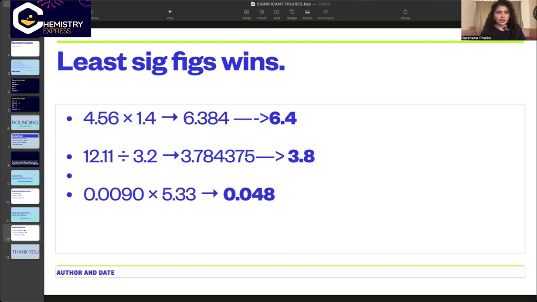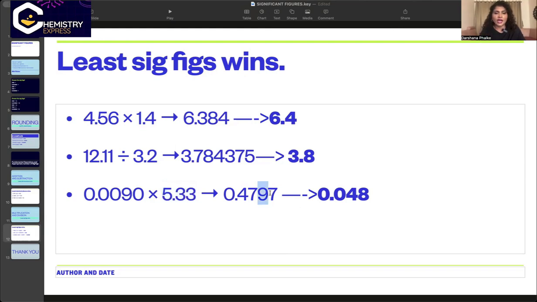Now let me multiply this, 0.0090 times 5.33. And the answer is 0.4797. Now again here, we need the least number of sig figs. 0.0090 has only 2 sig figs because I told you left-hand zeros are never significant. Right-hand zeros are significant if there is a decimal place in the measurement. So that way 0.0090 has 2 sig figs, 5.33 has 3 sig figs. So our answer has to be submitted in 2 sig figs.